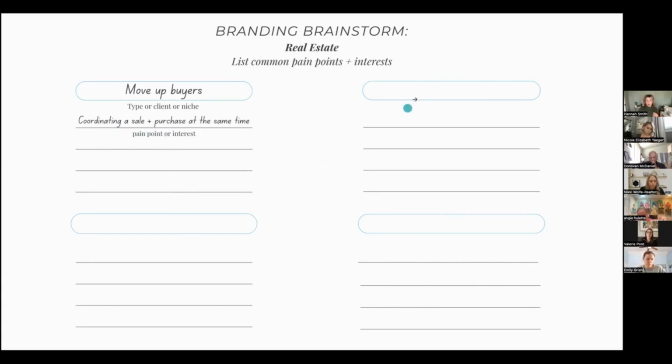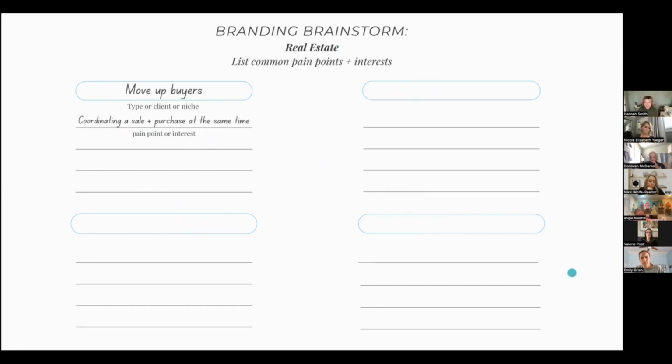So if you take the two or three types of real estate client that you have and put them in these blue boxes, or blue circles, I guess, and then write down some of the interests or pain points they might have. What are they thinking about as that move up buyer? What are they thinking about as a first time home buyer, for instance? Does that make sense so far? We're listing out each one of those.